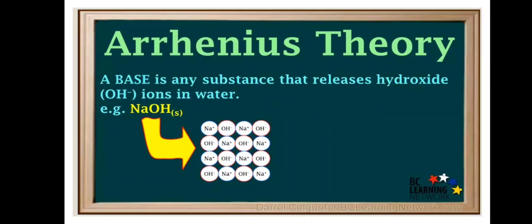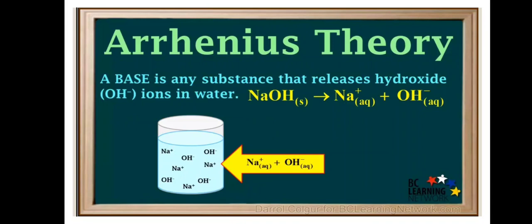Secondly, we will learn what an Arrhenius base is. According to Arrhenius, a base is any substance that releases, produces or yields hydroxide or hydroxyl ions in water. For example, sodium hydroxide. Whenever we dissolve sodium hydroxide in water, it will produce Na plus and OH minus ions in water. So that's why NaOH is a base.